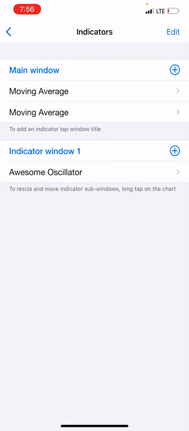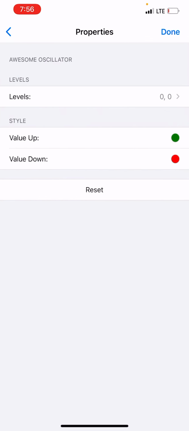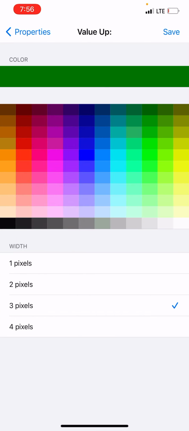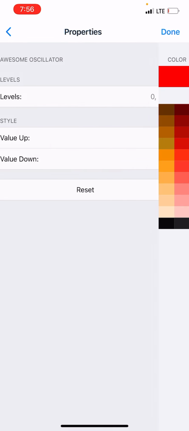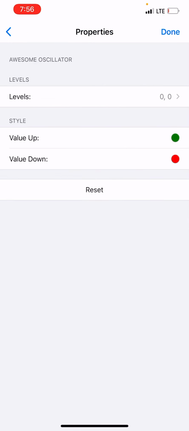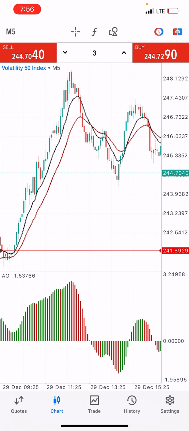Then the awesome oscillator, you just make the levels 0, then for the value up, you use green, 3 pixel. Then for the value down, you use another color, like red. You click done. So that is just the strategy, guys.